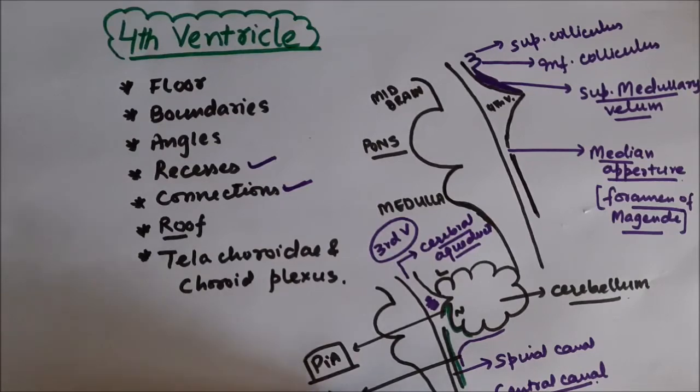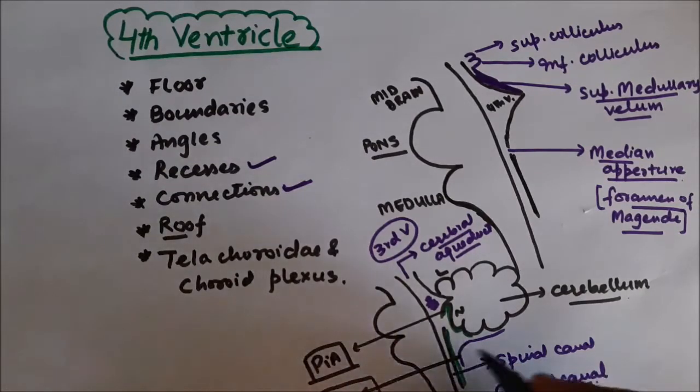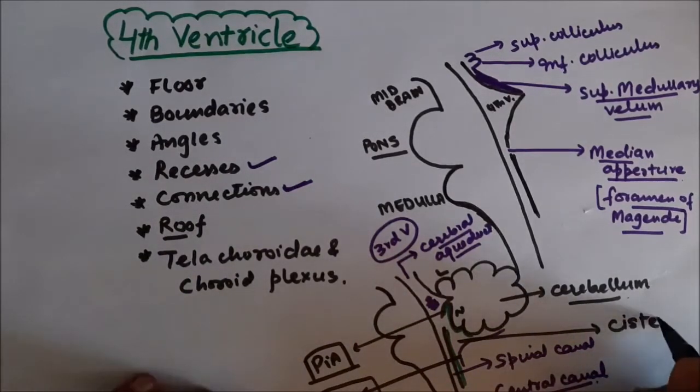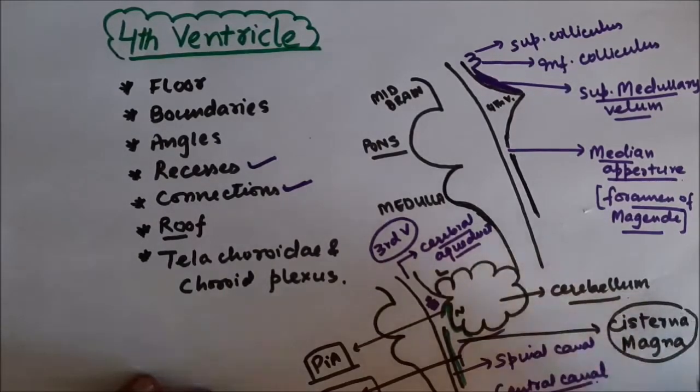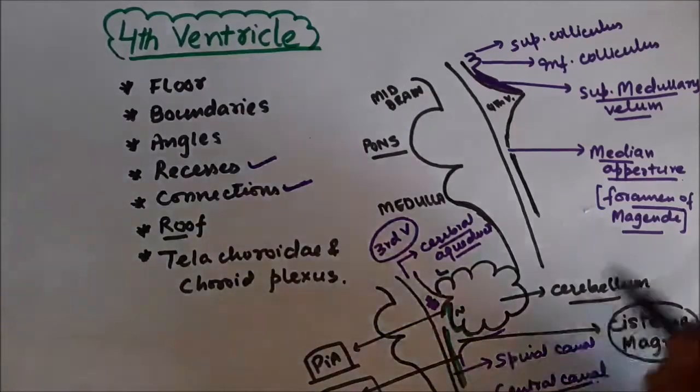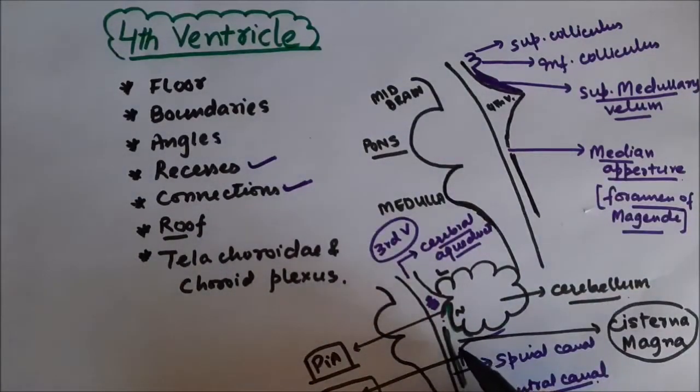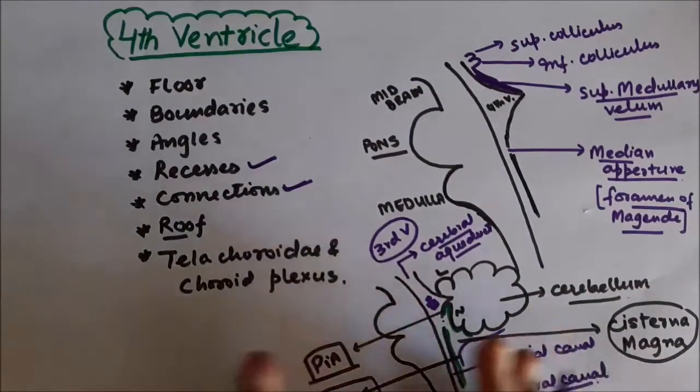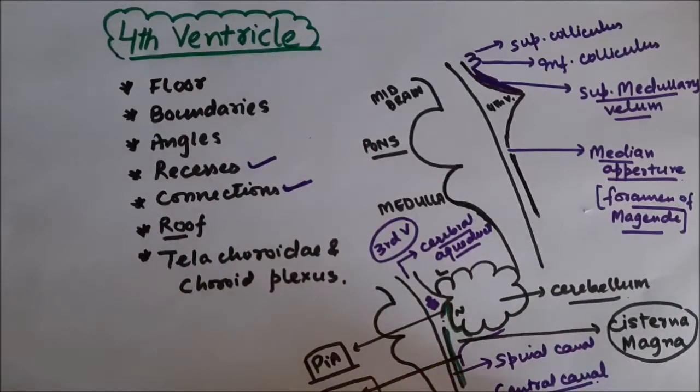Now this gap between these two is called the subarachnoid space, and at certain places this gap is somewhat enlarged, and that's called a cistern. This particular cistern is called the cisterna magna, also called the cerebellomedullary cistern, because it's located between these structures. So as we can understand, the fourth ventricle communicates with the cisterna magna through this foramen called the foramen of Magendie or median aperture.